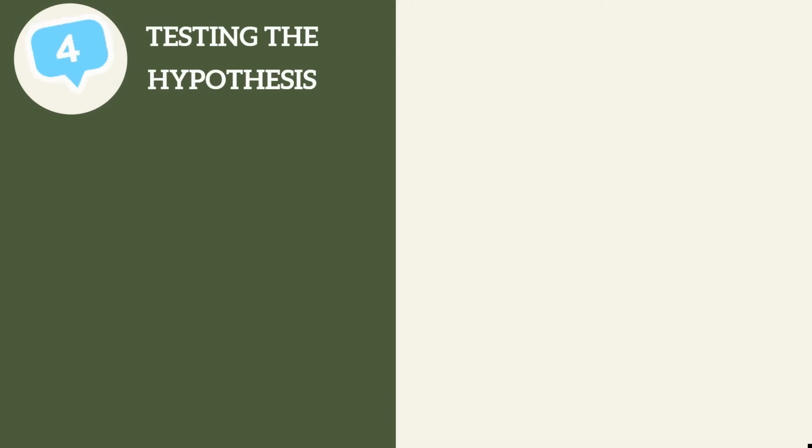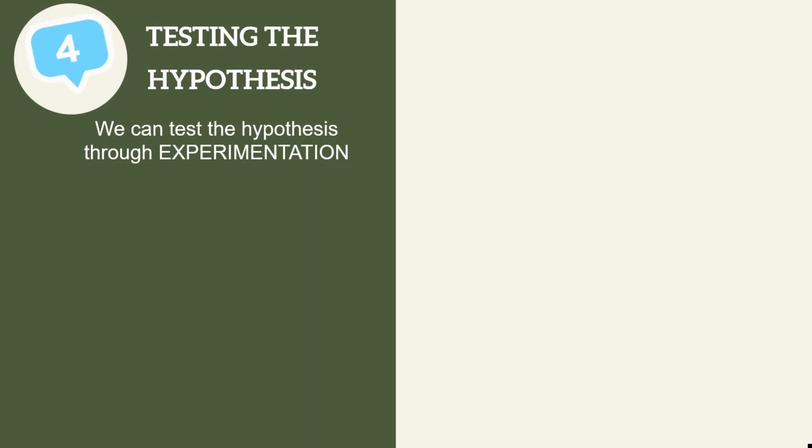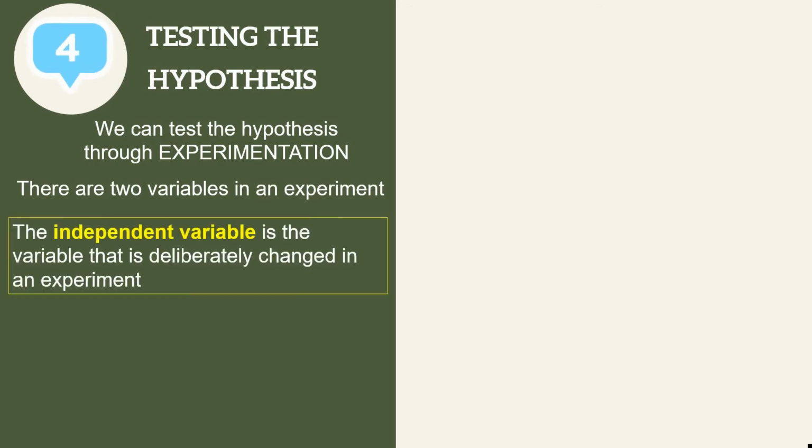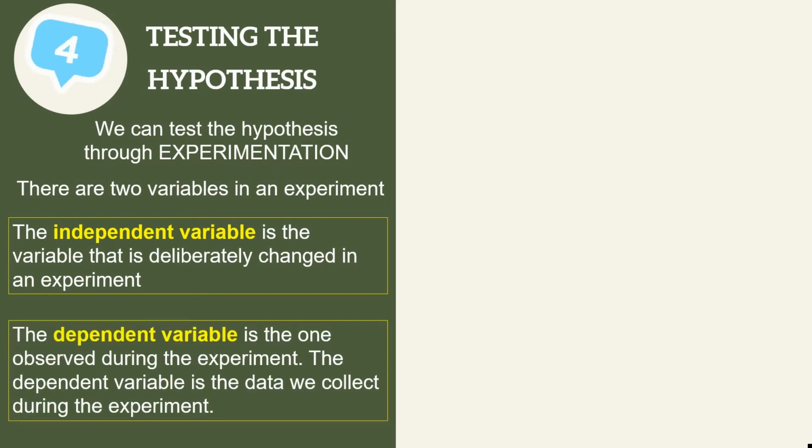Testing the hypothesis. How do we test hypothesis? We can test the hypothesis through experimentation. There are two variables in an experiment. The first one is the independent variable. It is a variable that is deliberately changed in an experiment. And the dependent variable is the one that is observed during an experiment. The dependent variable is the data we collect during the experiment or the result.